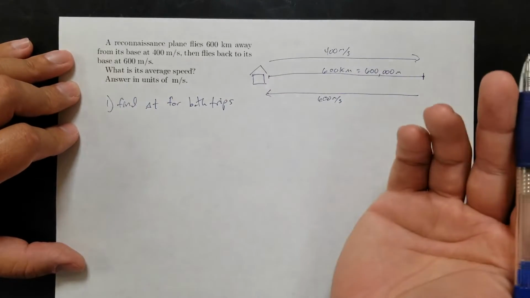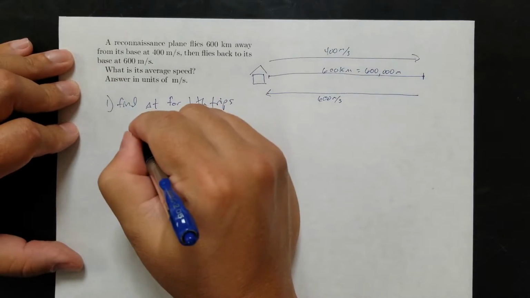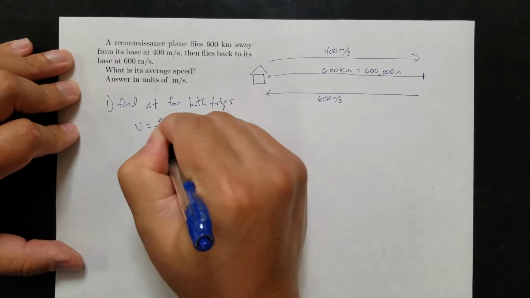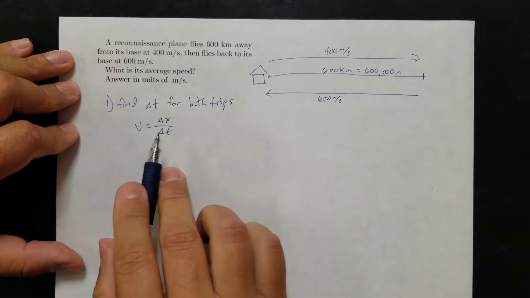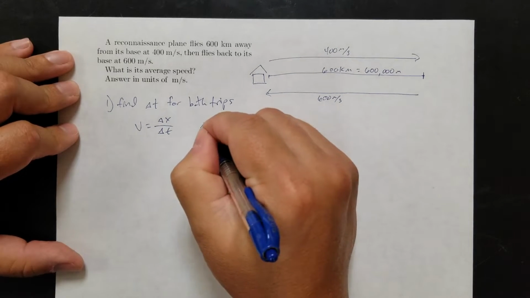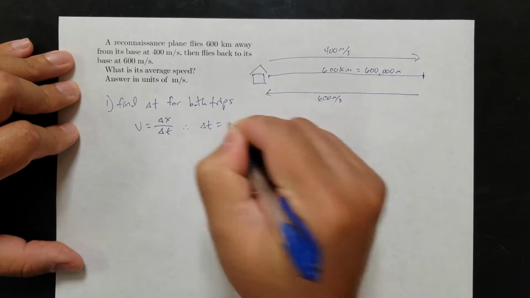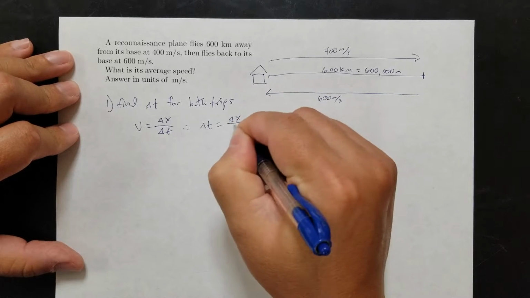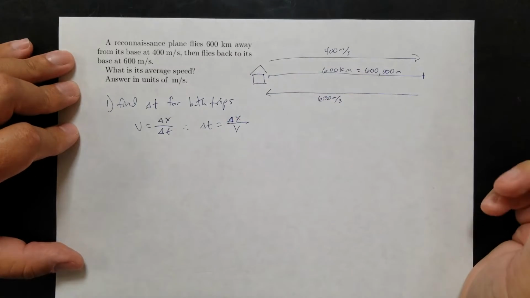So it's going at constant velocity, so at least that makes it easy, right? So velocity is change in position over change in time. So if I want to solve for time, that's in the denominator. I can multiply it over and then divide by v. So my time is change in position divided by velocity.